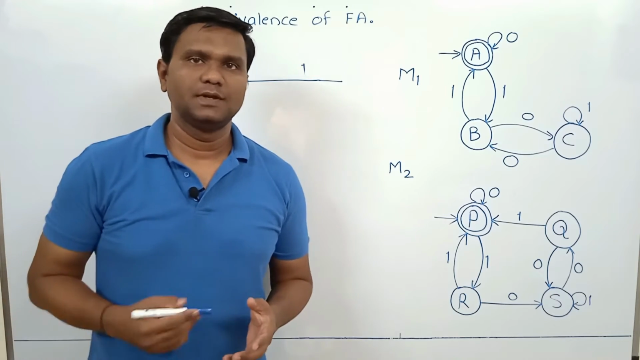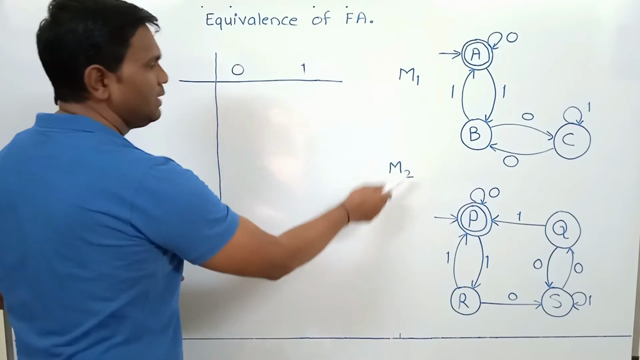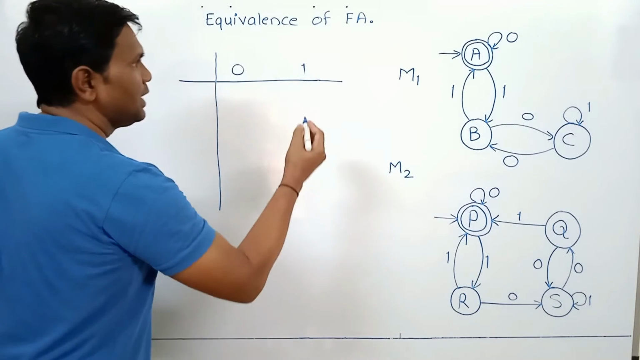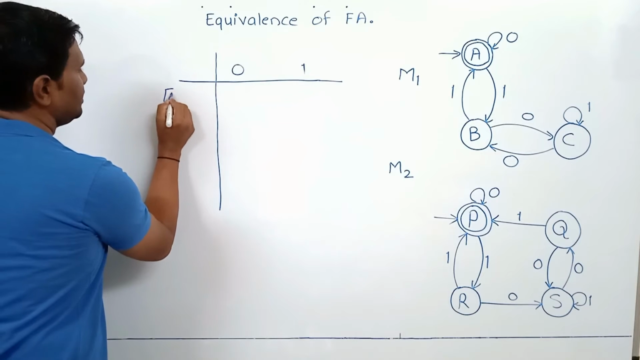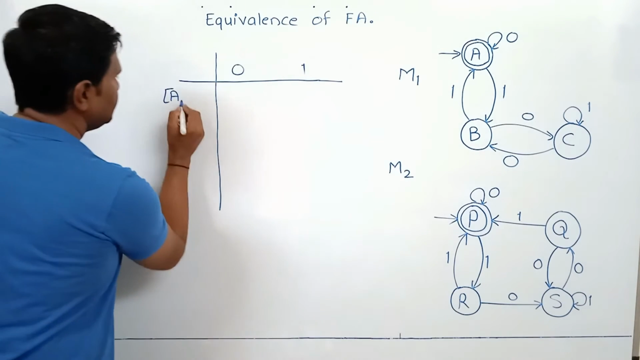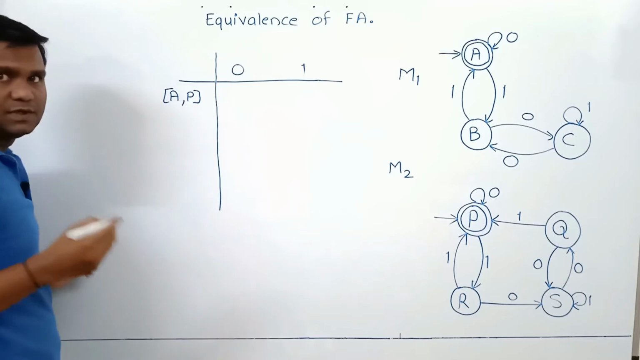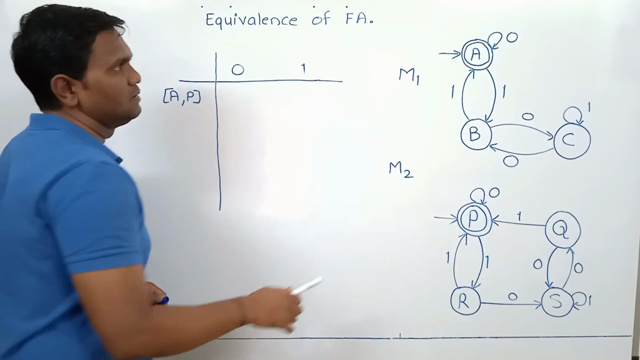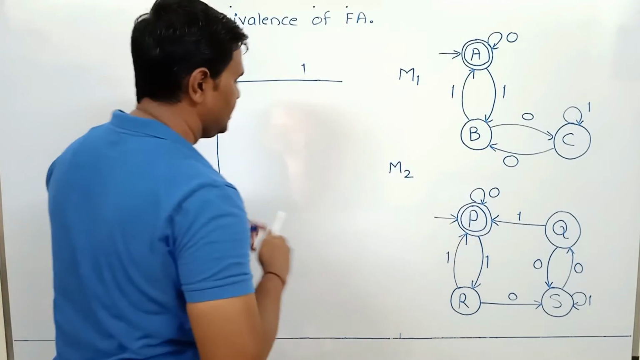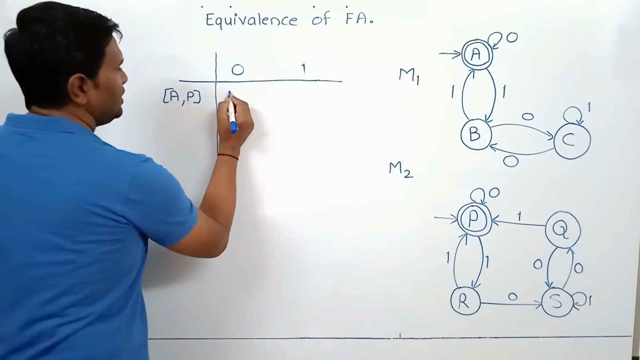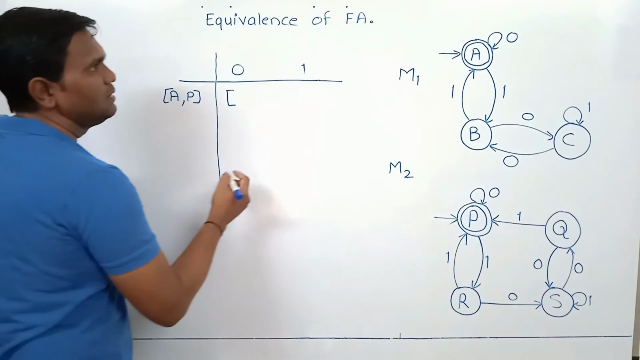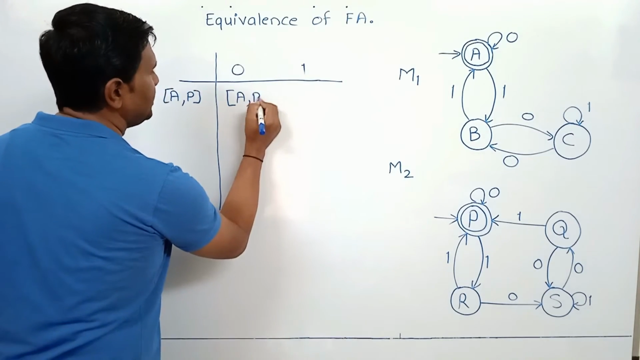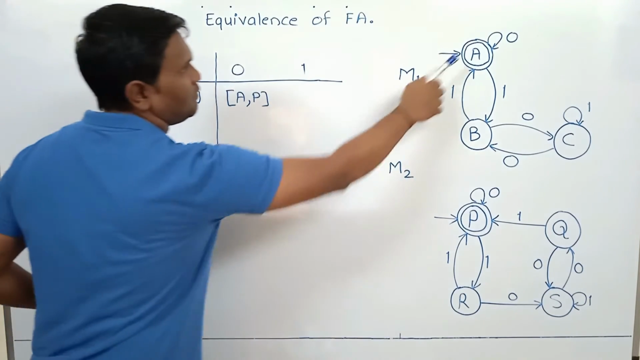Consider next problem for equivalence of DFA. We have to check whether M1 and M2 are equivalent. So we have to start with pair of initial states. So initial state in M1 is A, initial state in M2 is P. So first we have to check whether both initial states are final or both are non-final. So A is final, P is also final. So we will proceed. Now consider transitions of A comma P. A on 0 goes to A, P on 0 remains in P. So A comma P, final, final.